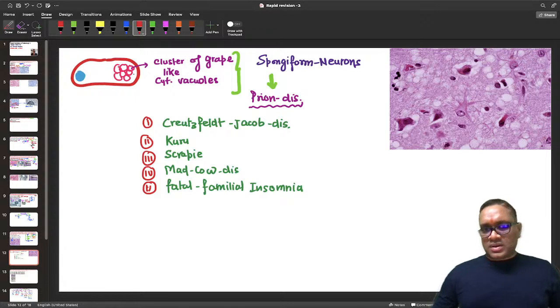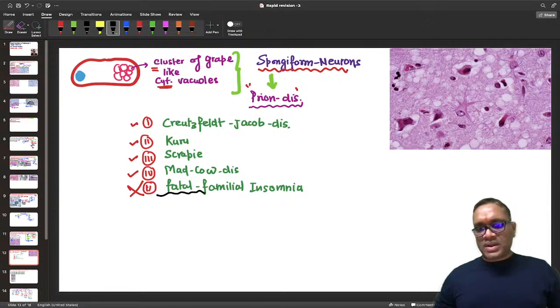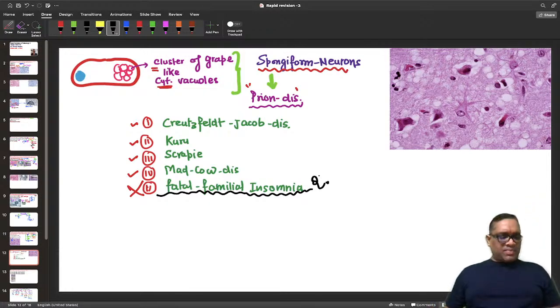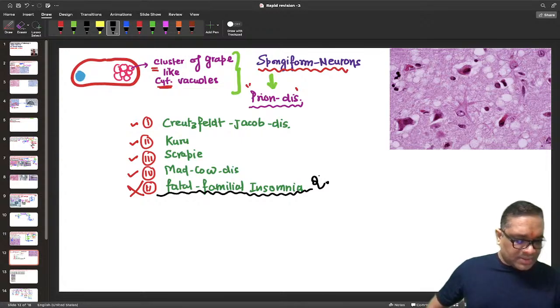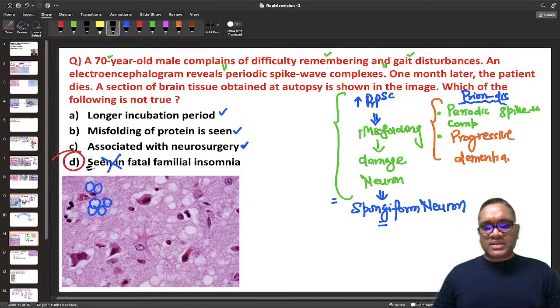You can see here we are seeing clusters of grape-like cytoplasmic vacuoles, which is why they are called spongiform neurons, seen in all Prion diseases: Creutzfeldt-Jakob disease, Kuru, Scrapie, mad cow, but it is not seen in fatal familial insomnia. That is the point you have to remember. Is it clear? Hirano bodies are not present here. So now I understood what the right answer should be. The answer is D, seen in fatal familial insomnia. This is the false statement.